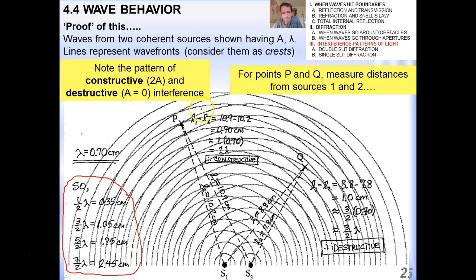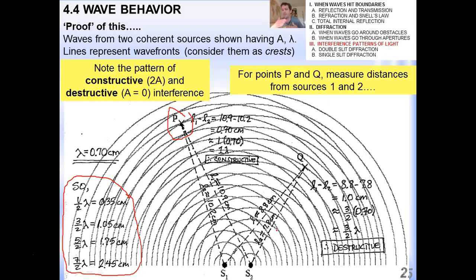It's super cool. All right, so from P to S1, I got that it's about 10.2 centimeters. From P to S2, I got about 10.9. Guess what the difference is? It's about 0.7, which is the wavelength. So therefore, that's constructive. That's an integer multiple of the wavelength. Okay, really cool. And for Q, I got from Q to S1 about 8.8, and from Q to S2 about 7.8 roughly. And I'm not trying to pull a fast one on you.